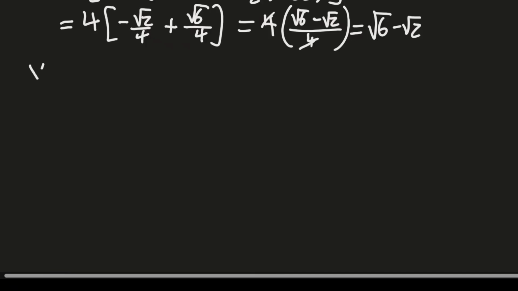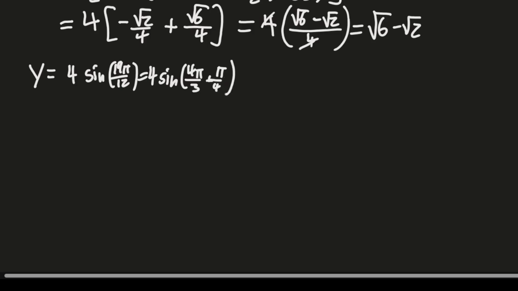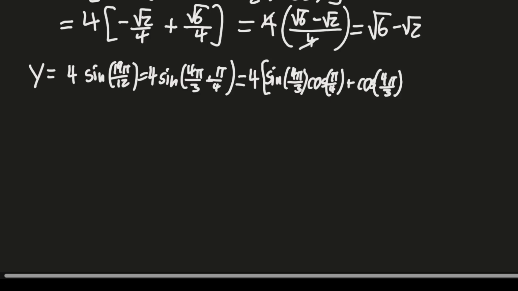Okay, for our imaginary part, y is going to be equal to 4 times the sine of 19 pi over 12, which is equal to 4 times the sine of 4 pi over 3 plus pi over 4. You can use the sine angle addition formula here. This is equal to 4 times sine of 4 pi over 3 times the cosine of pi over 4 plus the cosine of 4 pi over 3 times the sine of pi over 4.